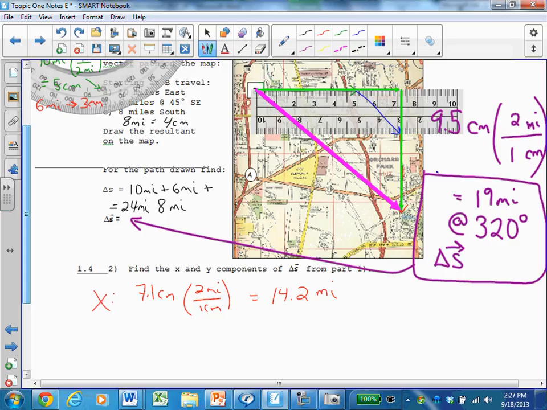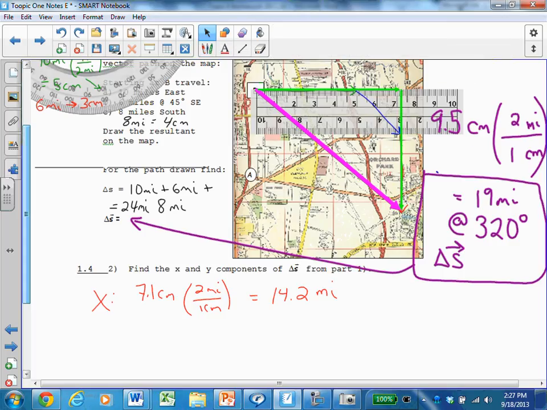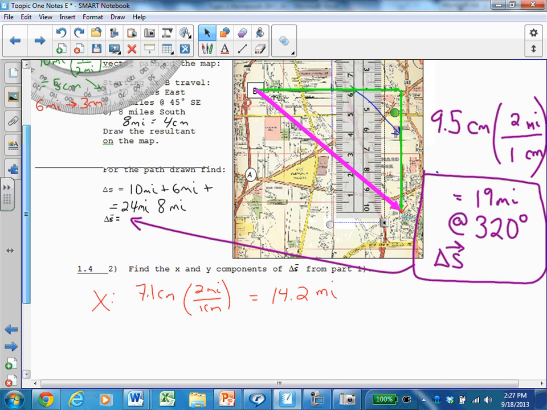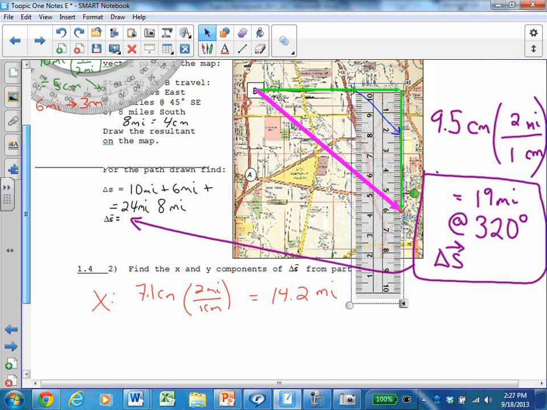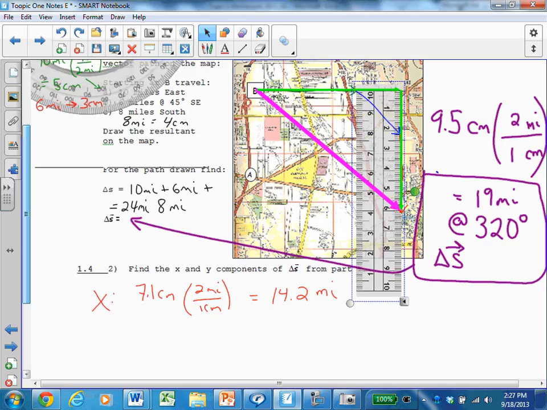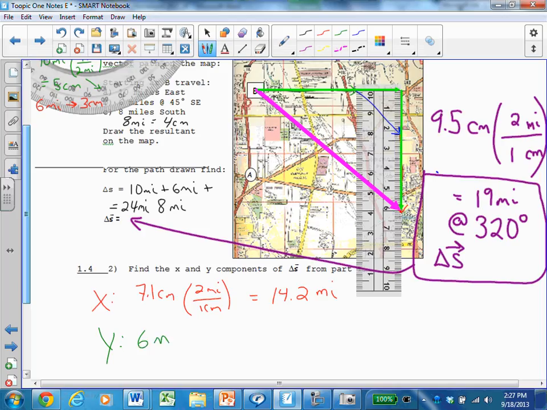So the y component, just real quick, is 6 centimeters, which would be how many miles? 12 miles. Have a nice day.